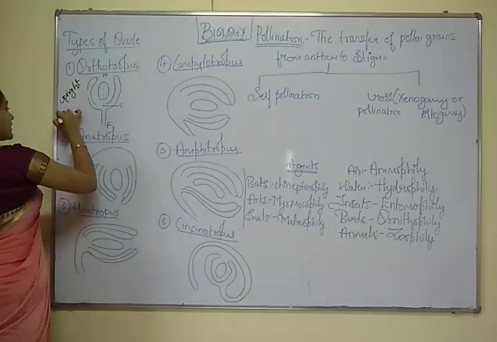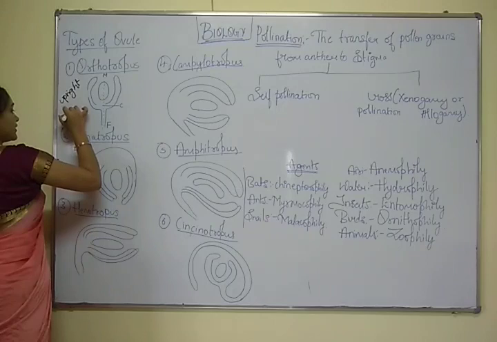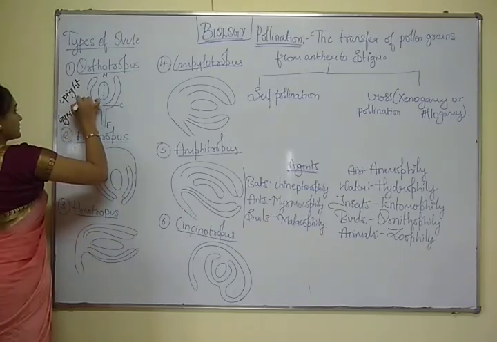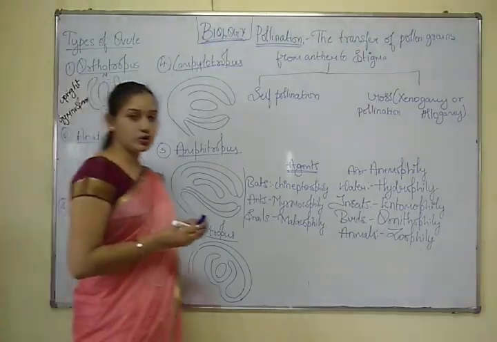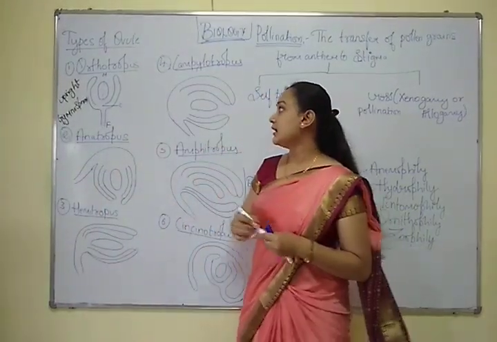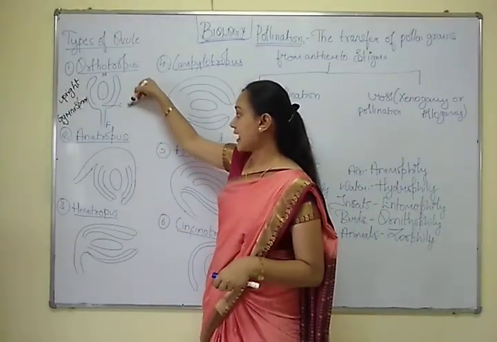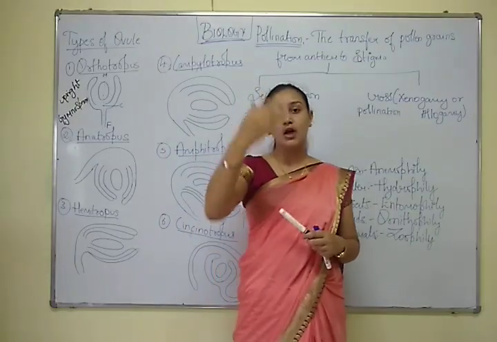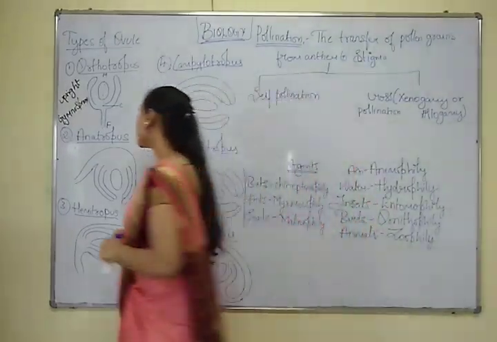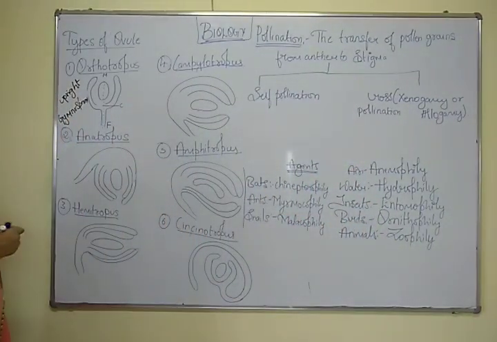For example, it is mainly observed in gymnosperms. It is called an orthotropous ovule where the micropyle, chalaza and the funicle all lie in the same plane. So the next type is the anatropous ovule.